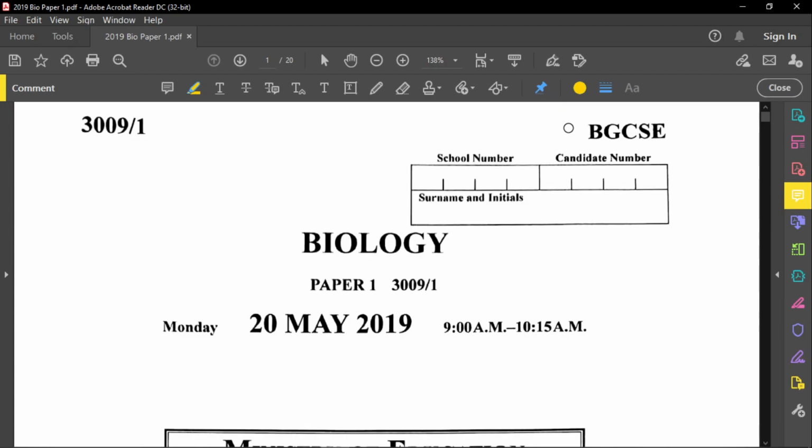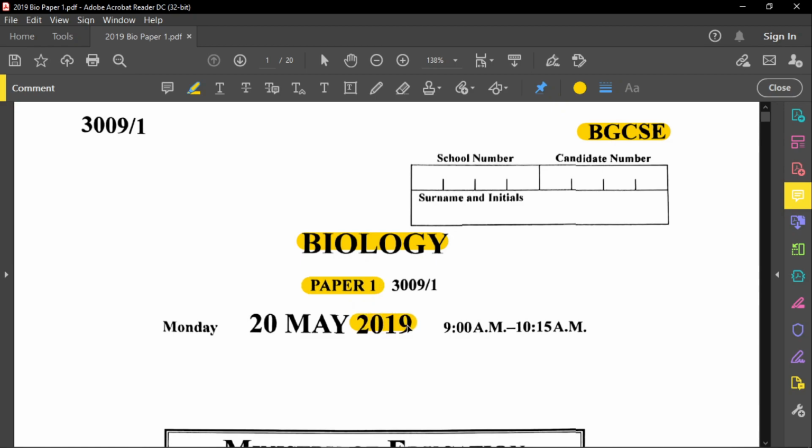Hello everyone. I know exam is just around the corner, and so we are continuing with our paper reviews. We are continuing with BGCSE Biology, and today we're going to do a Paper 1, and this is from the year 2019.